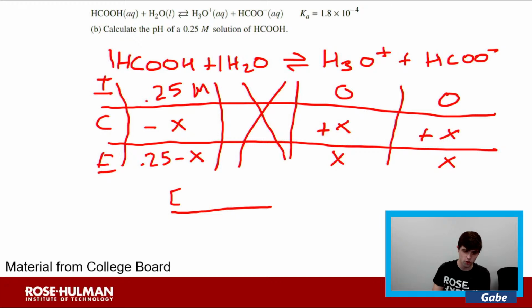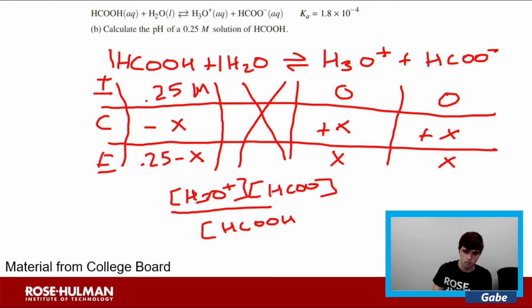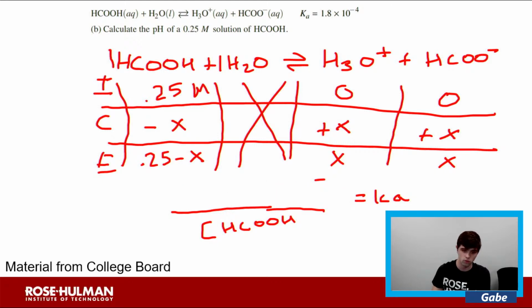So we had our concentration of our hydronium times our concentration of our ion, all over the concentration of our methanoic acid. And that equals Ka. So now we just need to plug in our values for our equilibrium concentrations. So I will just erase this, and now we write out our expression.